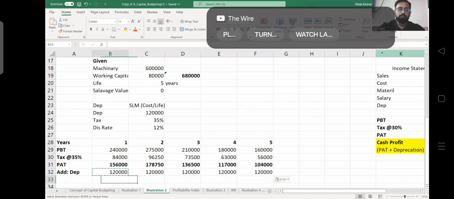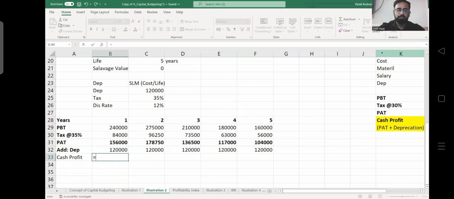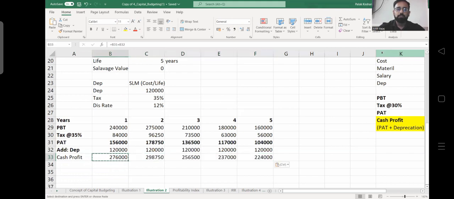So I have pasted 1,20,000 and what is going to be your cash profit? It is going to be 1,56,000 plus 1,20,000, right? And I will copy these values here. So your cash profit is 2,76,000 for the first year, and subsequent years you can see the cash profit. Did you understand how I have calculated cash profit? Is there any doubt in this question?